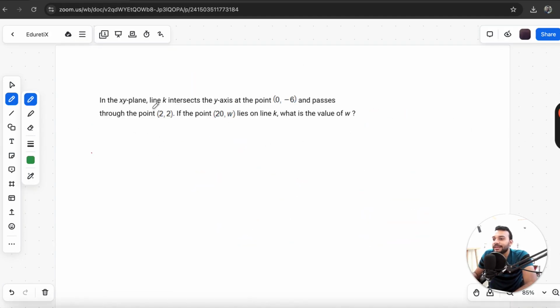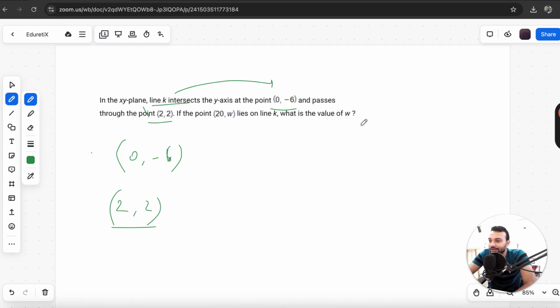In the xy plane, line k intersects the y-axis at the point 0 comma negative 6. Okay, so basically it cuts the y-axis, or the y-intercept is negative 6, and passes through the point 2 comma 2. Okay, if the point 20 comma w lies on line k, what is the value of w? Okay, so we have 2 points given on line k. One is 0 comma negative 6 and one is 2 comma 2. If the point 20 comma w lies on the line k, what is the value of w?